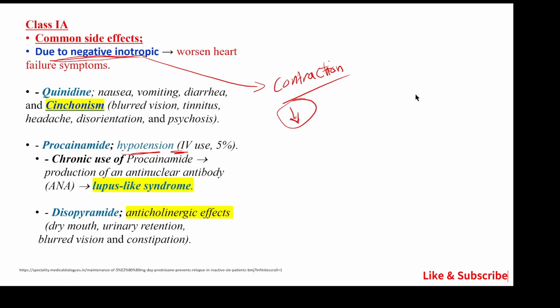Okay, the last one, disopyramide. If you remember, disopyramide has a strong anticholinergic effect. The patient may suffer from dry mouth, urinary retention, blurred vision, and constipation. If you remember the atropine action, you are going to remember these effects. So disopyramide is associated with atropine-like action: dry mouth, urinary retention, blurred vision, and constipation.